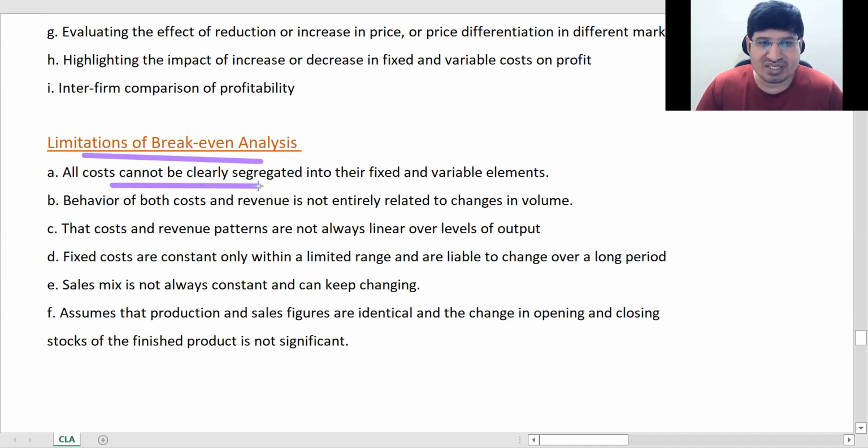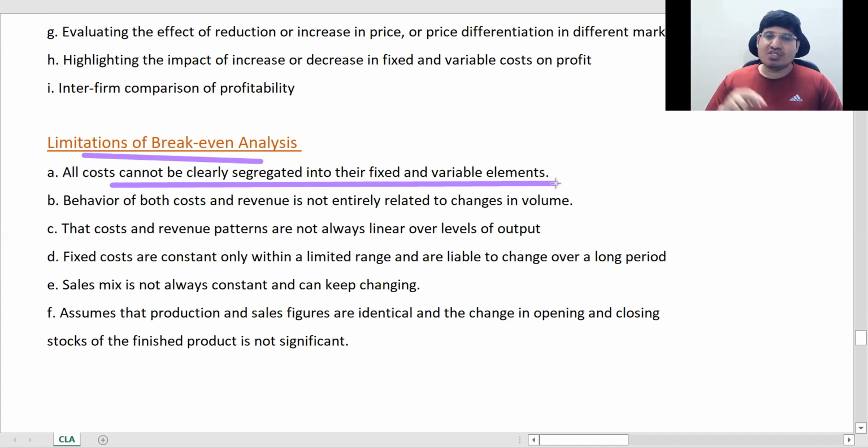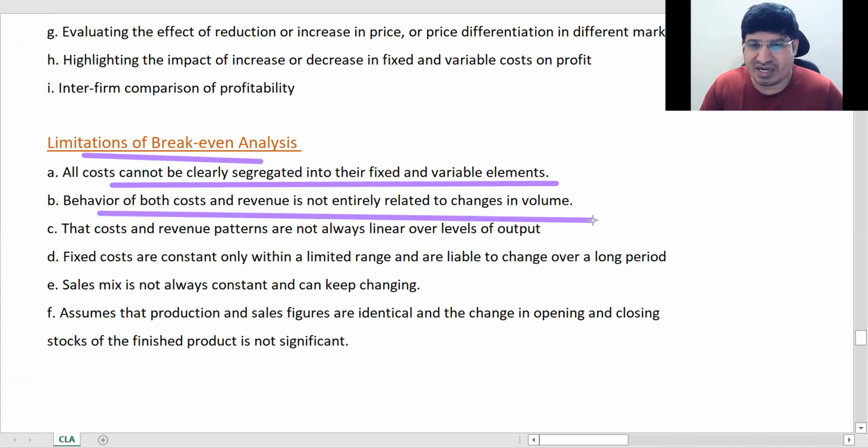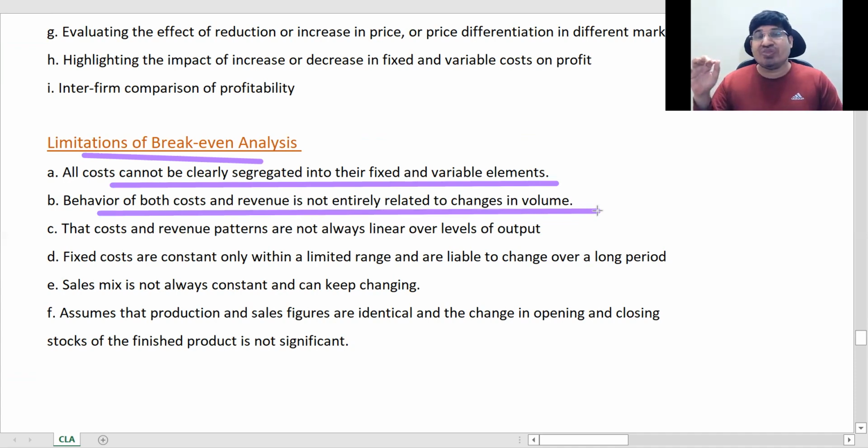All costs cannot be clearly segregated into fixed and variable. कुछ costs ऐसे होते हैं semi variable, कुछ तो segregate हो जाते हैं, but some costs it's very difficult, very time consuming to segregate it. The behavior of both costs and revenue is not entirely related to change in volume. Sometimes volume बढ़ गया क्योंकि the workforce was motivated that day and that's why it increased. Not everything is related to cost and revenue. So profit दूसरे भी factors से बढ़ सकते. Okay. Change in profit can happen because of good work or bad work by the other factors also.